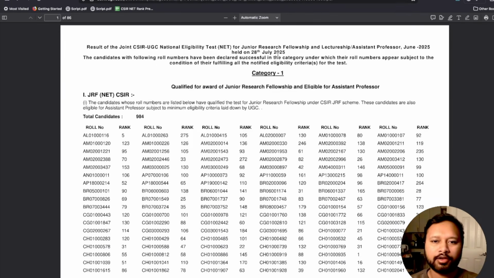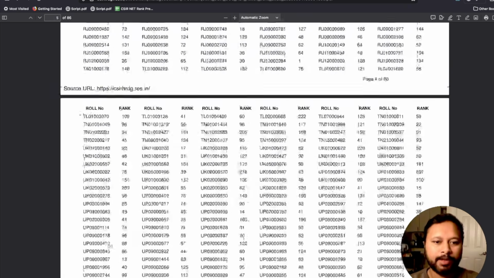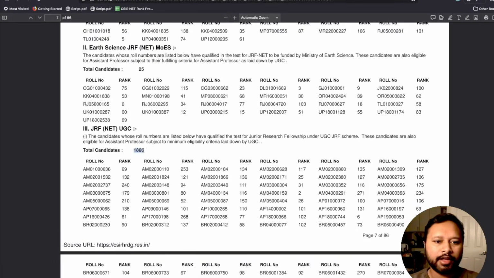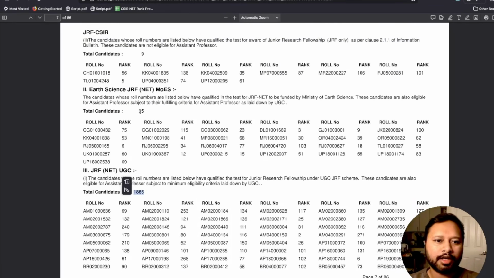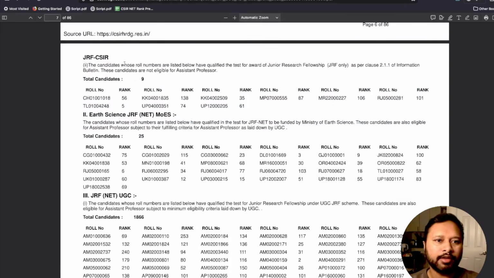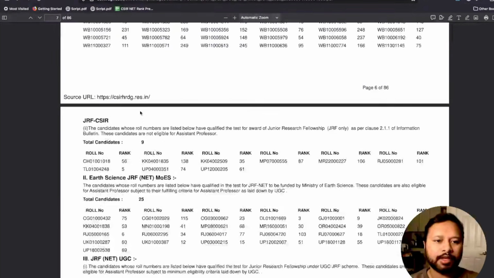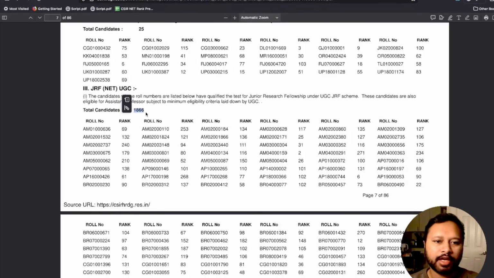So this is the result of the CSIR June 2025 exam. If you see, it just gives you CSIR NET JRF, and there are a total of 984 JRFs who have qualified under the CSIR JRF category. Then for UGC JRF, there are around 1866, and the Earth Science JRFs are separately mentioned over here. And then these are just the CSIR JRFs, just 9 of them.